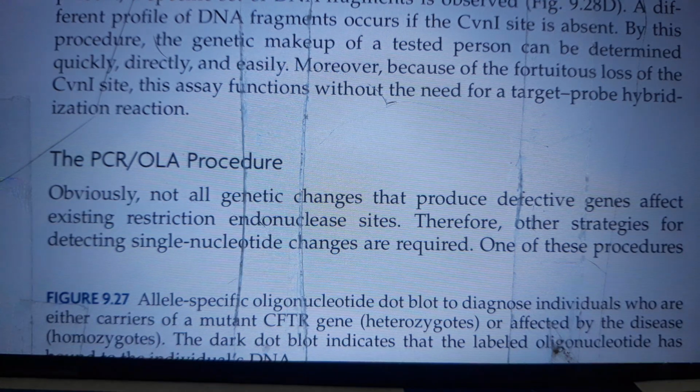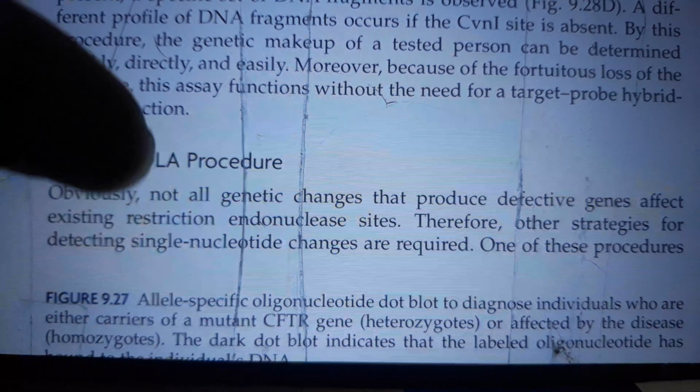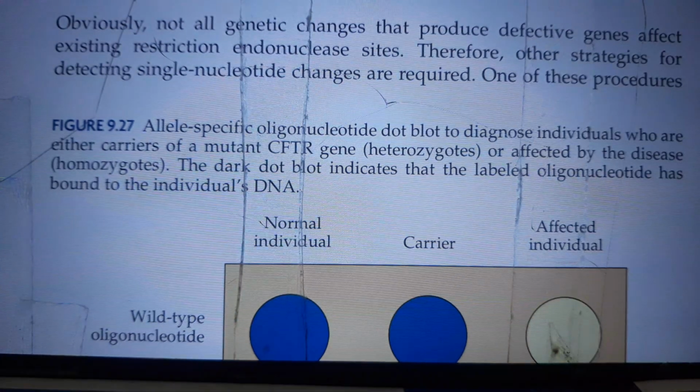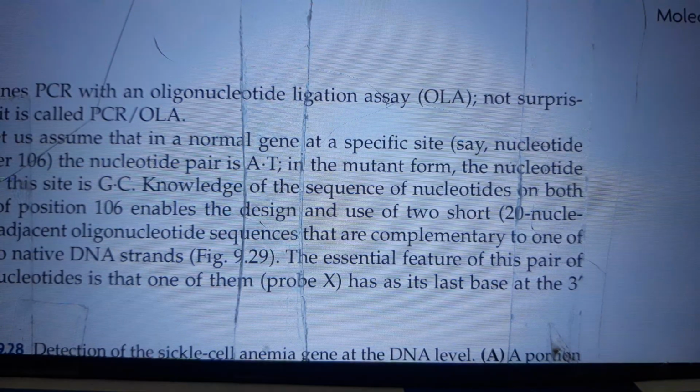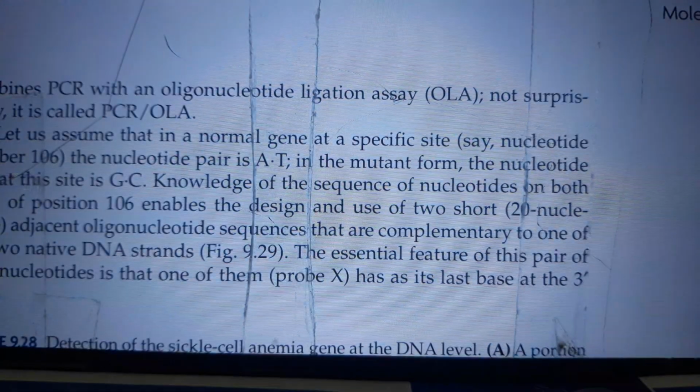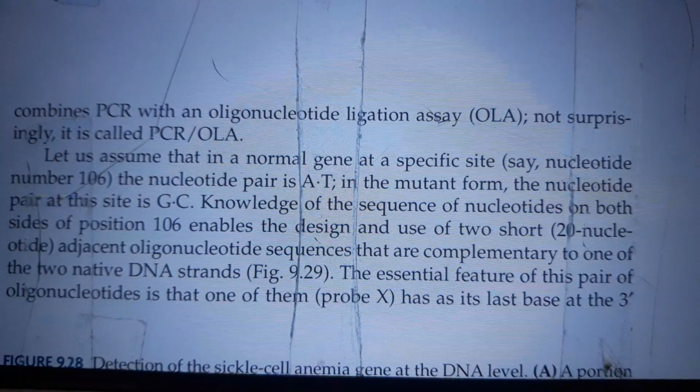Obviously, not all genes that produce defective proteins affect existing restriction endonuclease sites. Therefore, other strategies for detecting single nucleotide changes are required. One of these procedures, we'll come to the diagrams later, let's finish the subject first, combines PCR with an oligonucleotide ligation assay, OLA, that is, oligonucleotide ligation assay.